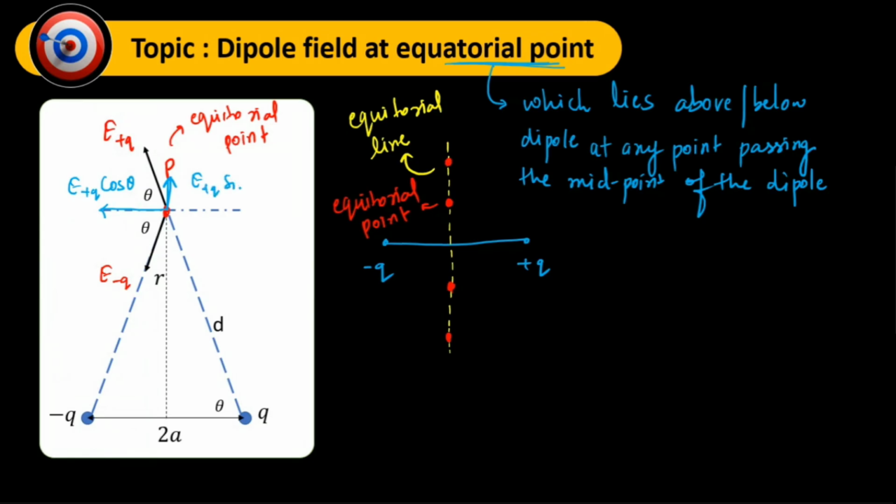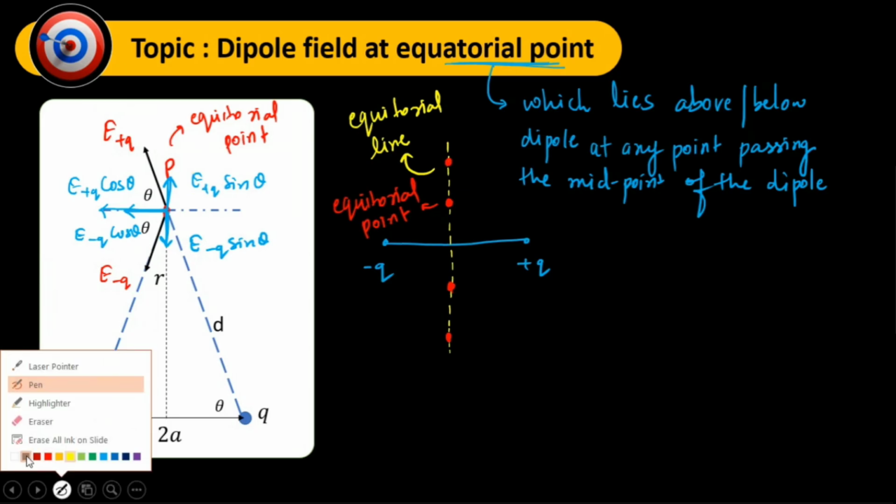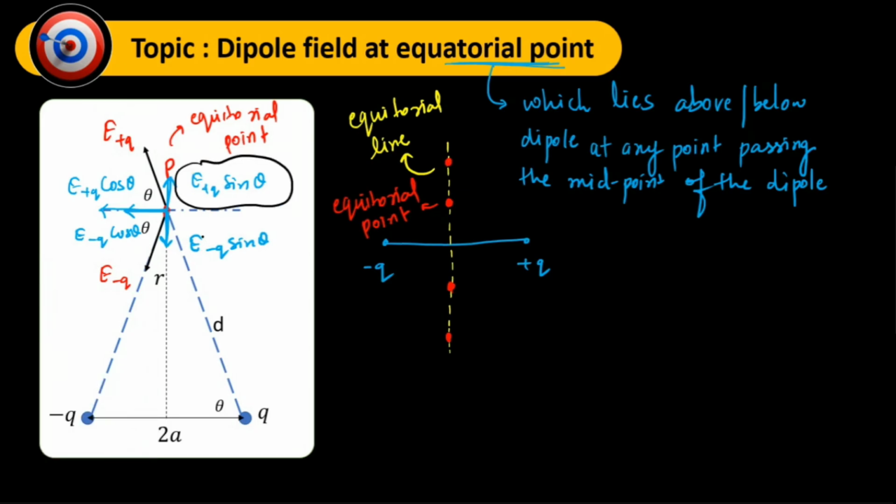Similarly, E negative has another component, which is E plus Q sine theta. Similarly, this E minus Q is again going to have two components: E minus Q cos theta, and another component which is going to be E minus Q sine theta. Now, what we see here is that these two components nullify each other because they are directed in opposite directions. They will cancel out each other, and these two components will result in the net electric field. So we can simply add these two components and we'll get the value of net electric field. Let us see how we can do this.